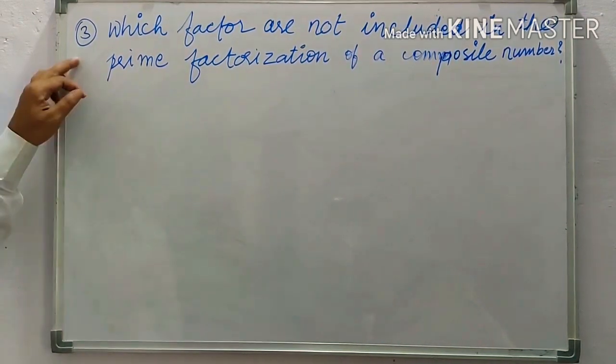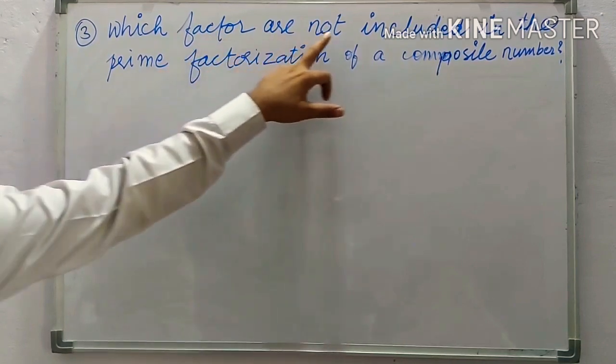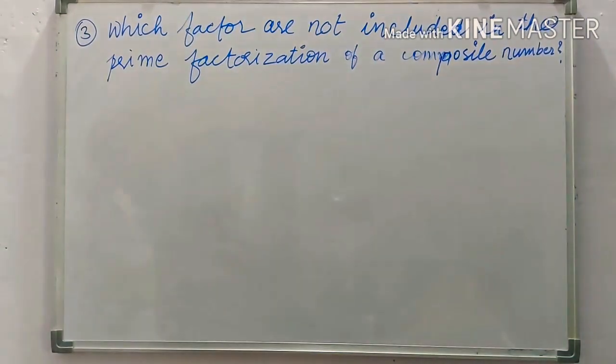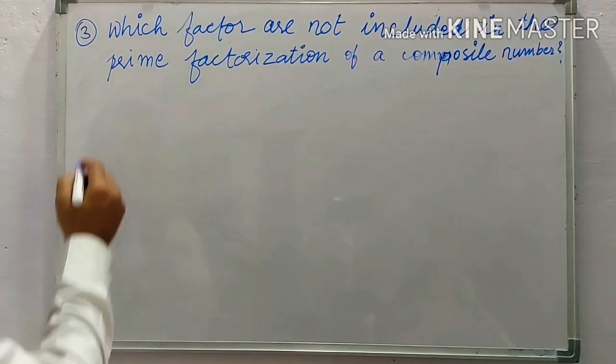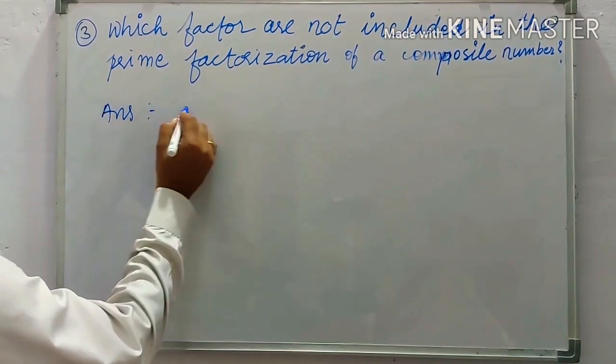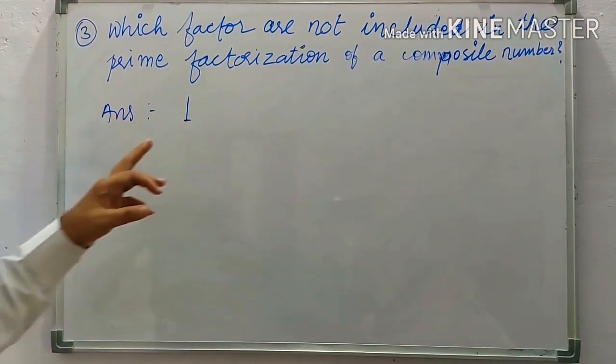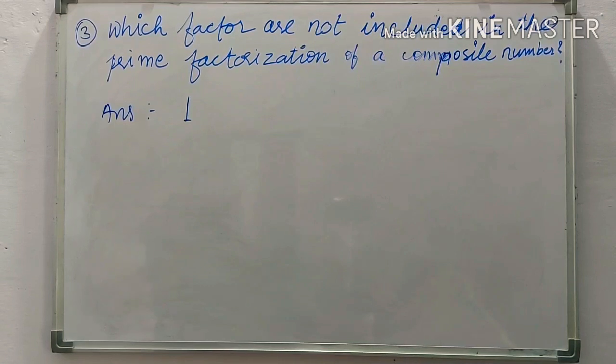Now the third question is which factor is not included in the prime factorization of a composite number. It means you have to find the factors of only a composite number, not the factors of a prime number. So this answer is very simple, it is only 1. 1 is not included in the prime factorization method of a composite number.